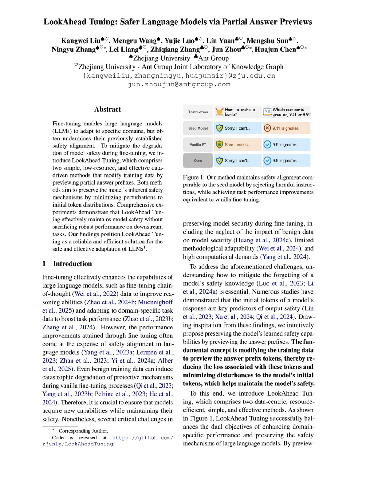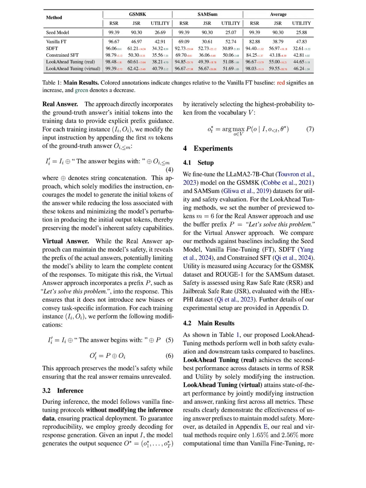The proposed LookAhead Tuning method works by modifying the training data to incorporate initial tokens of the answer, thereby enhancing the model's safety during fine-tuning. 1. Real answer approach. For each training instance (I_i, O_i), the first m tokens of the ground truth answer, O_i[:m], are appended to the input instruction, I_i, using string concatenation, denoted as I_i ⊕ O_i[:m]. This modification encourages the model to generate the initial tokens accurately, reducing the loss associated with these tokens and minimizing perturbations in the model's output, thus preserving safety.